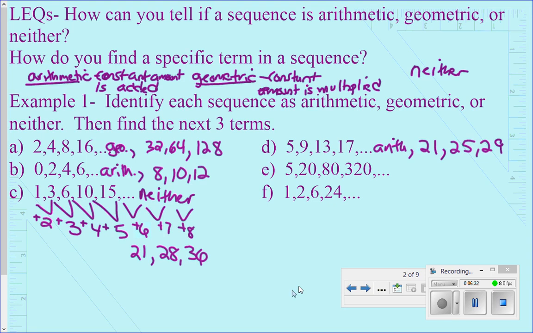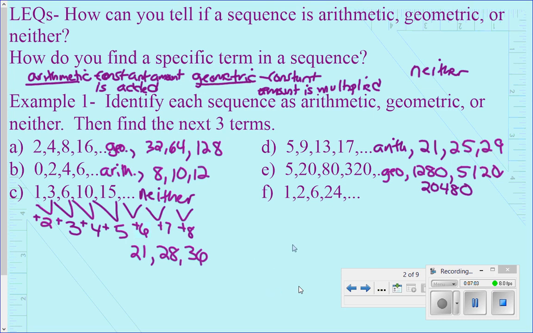Next, 5, 20, 80, 320. Hopefully you're realizing that's geometric. We're multiplying by 4 each time to get from one term to the next. So after 320, we have 1280. After 1280, 5,120. And after 5,120, 20,480.